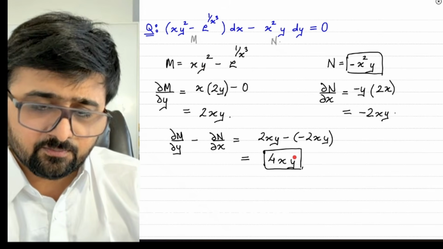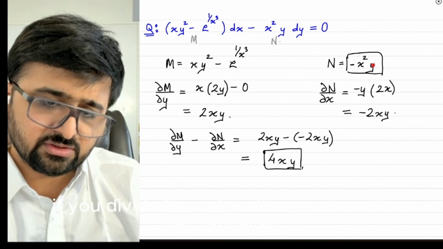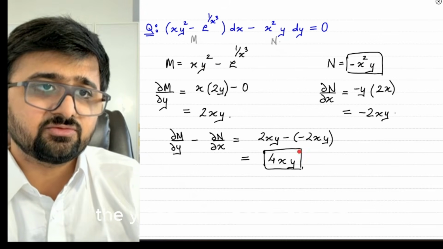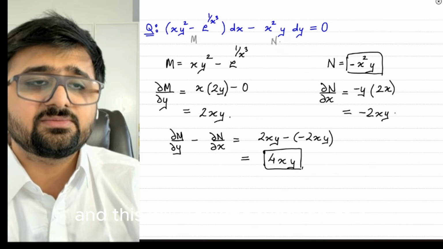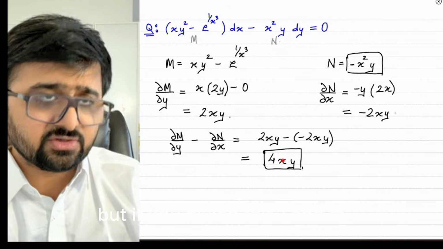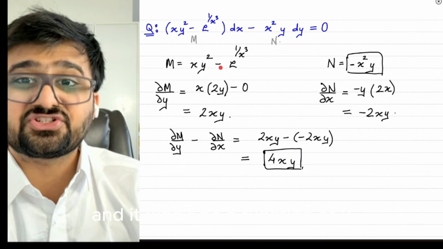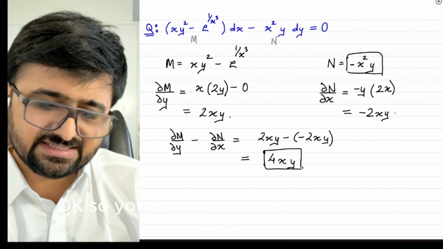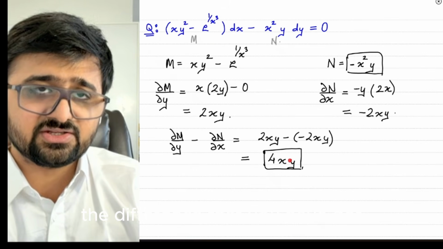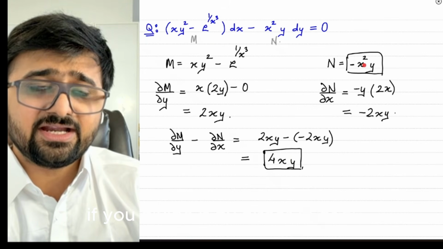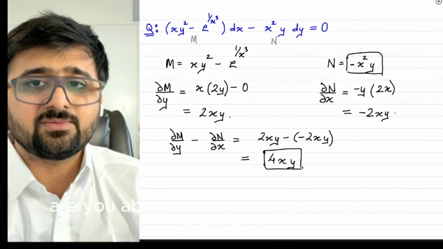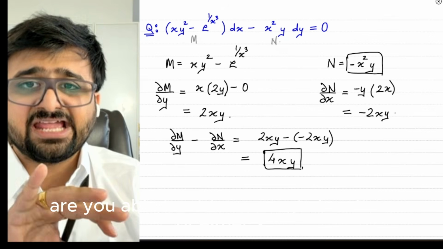If you divide these two, the y and y will get cancelled, and this will become a function of x. But if you divide this one by m, nothing will get cancelled, and it won't be a function of y. So you have to see whether the difference you have got, when divided by either m or n, gives you a single function of either x or y.